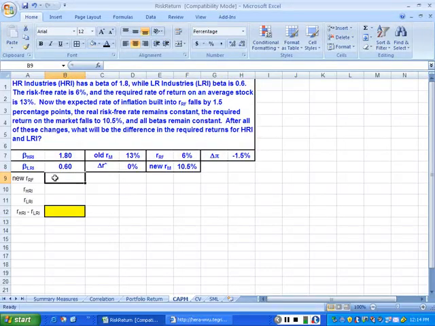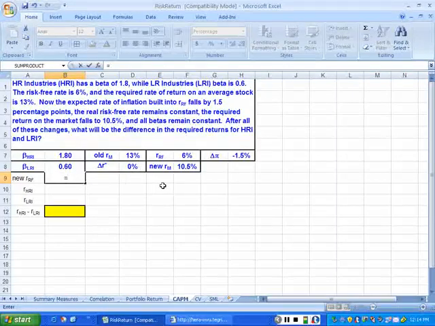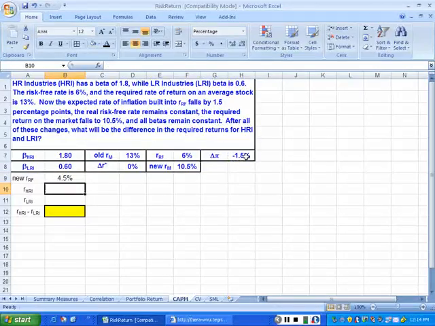So the first thing comes, what goes on when inflation expectation goes down by 1.5%? Well, the new risk-free rate is going to be nothing more than a look at the old risk-free rate of 6%, and we'll add to that this change in expected inflation that's given right there. So we see that 4.5% is the new rate that we're anticipating.